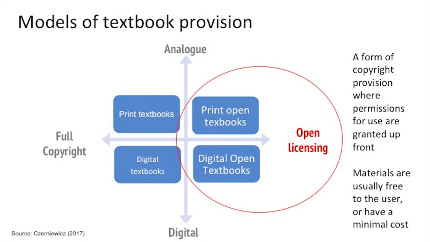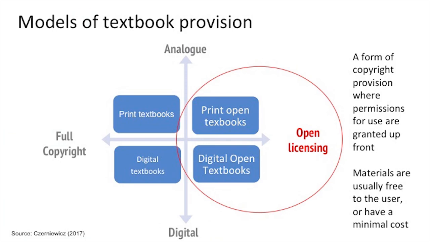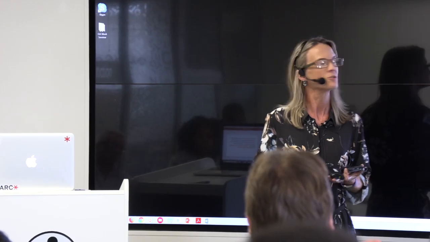And if we look at traditional models of textbook provision, we have these full copyright examples on the left-hand side. This is our traditional way of looking at textbooks that are under full copyright, that are closed. They can be in print and digital form, certainly, but they're expensive. And what we're looking at is having print open textbooks and digital open textbooks, but with open licenses that enable anyone to share and reuse those textbooks according to the license. So that copyright aspect is very important. Having Creative Commons and open licenses eliminates that full copyright, and now you can actually access the resources and use those resources.